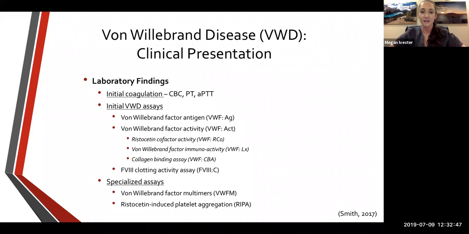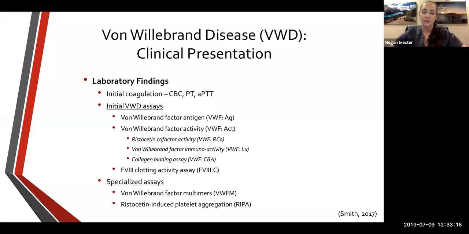disease assay. So it's going to be 3 assays, and the second one has 3 under it. The first one is going to be von Willebrand factor antigen. The second one is von Willebrand factor activity. And under that umbrella of the activity, you have your ristocetin cofactor activity, your von Willebrand factor immunoactivity, and the collagen binding assay. And then your third of the initial assays is the factor VIII clotting activity assay.